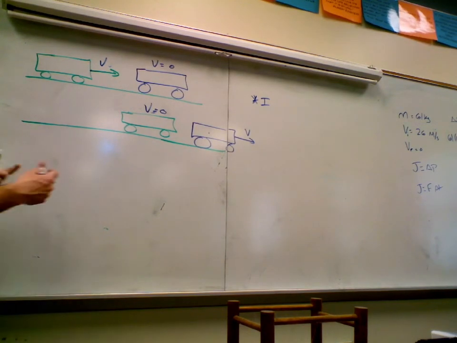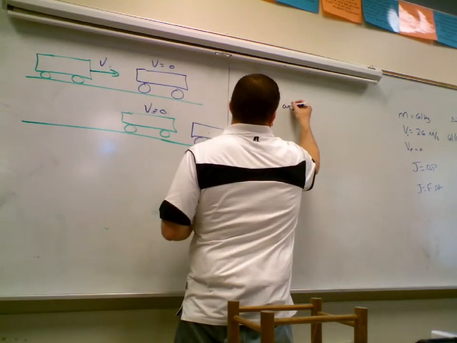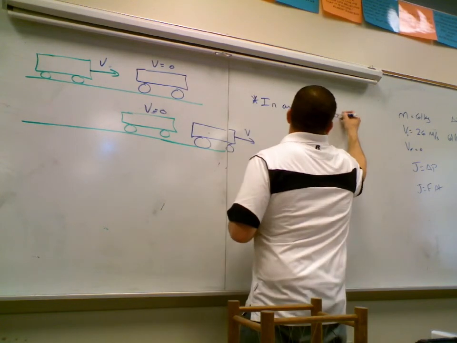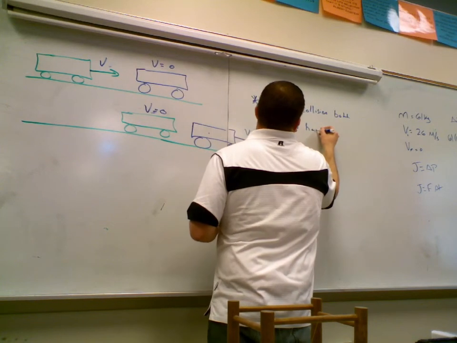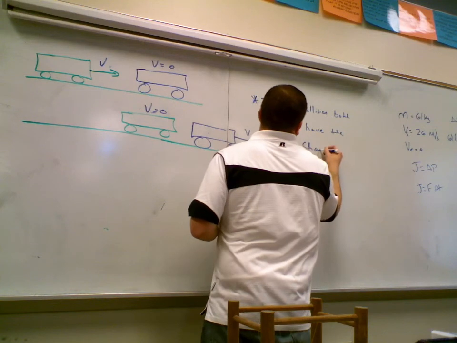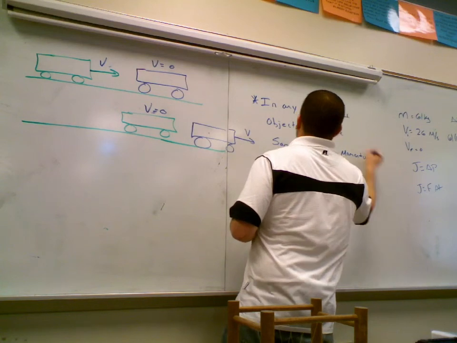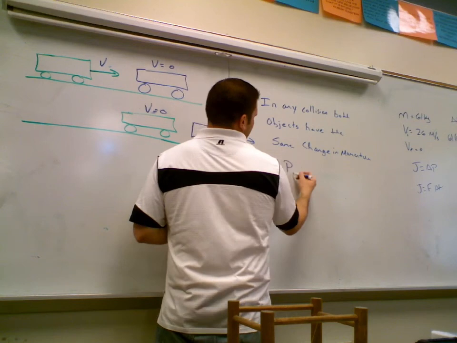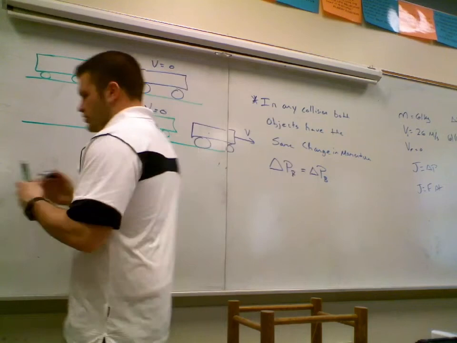So not just in this collision, but in any collision, both objects have the same change in momentum. Okay, that's what that means. For our collision cars, the change in momentum for the red car equals the change in momentum for the blue car.